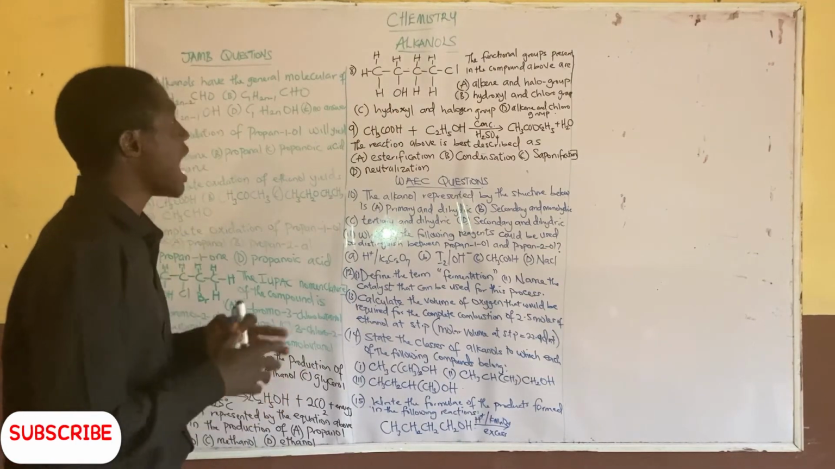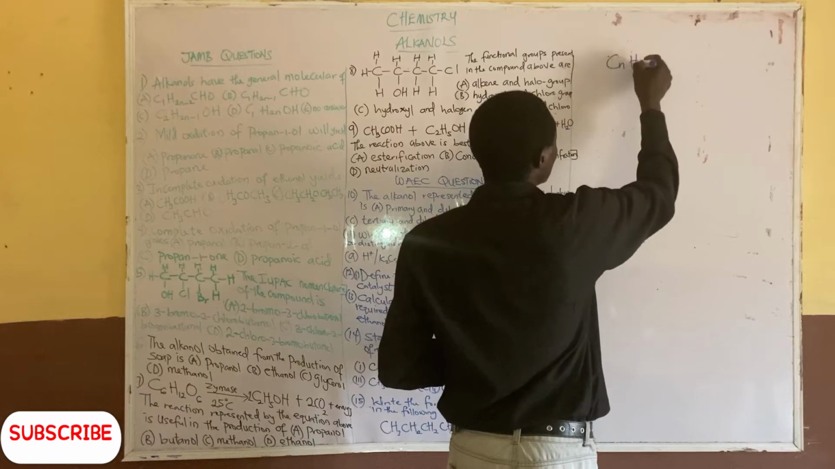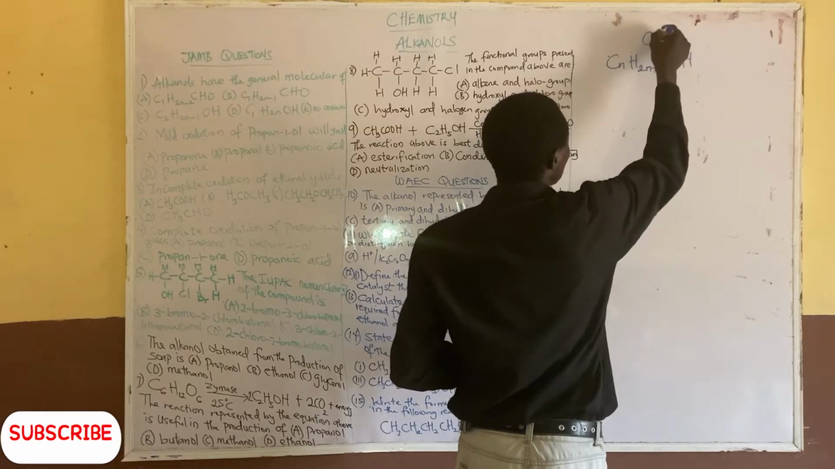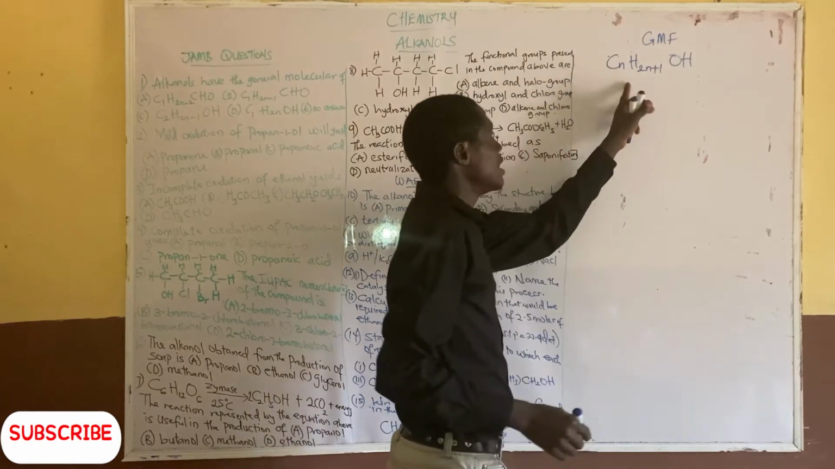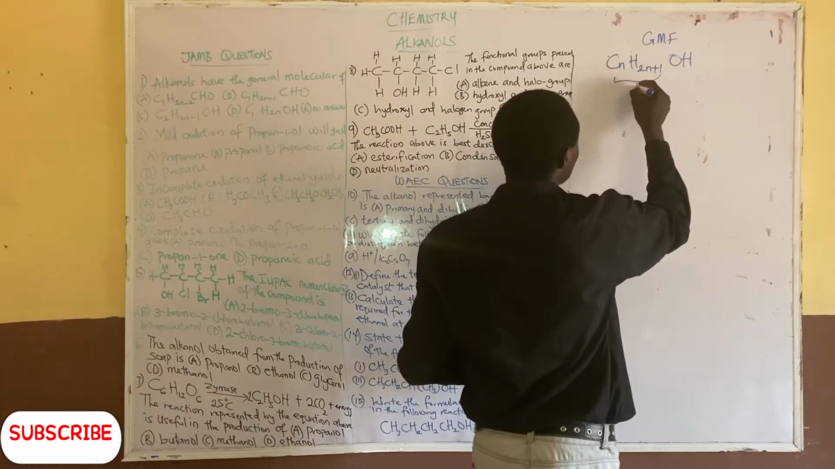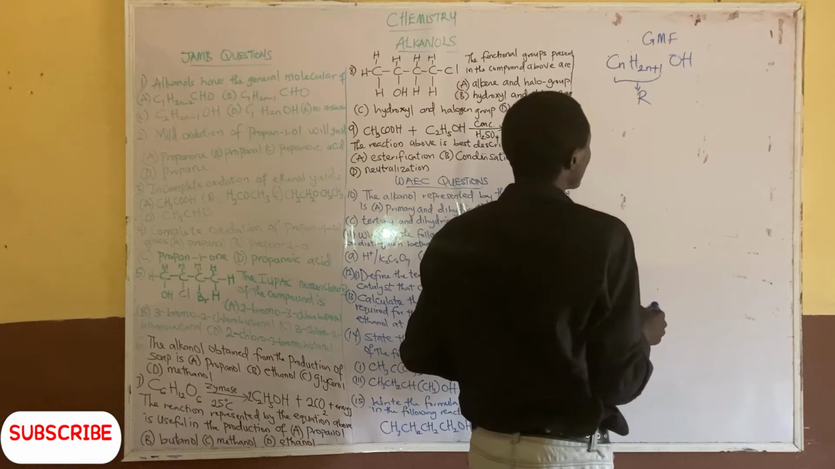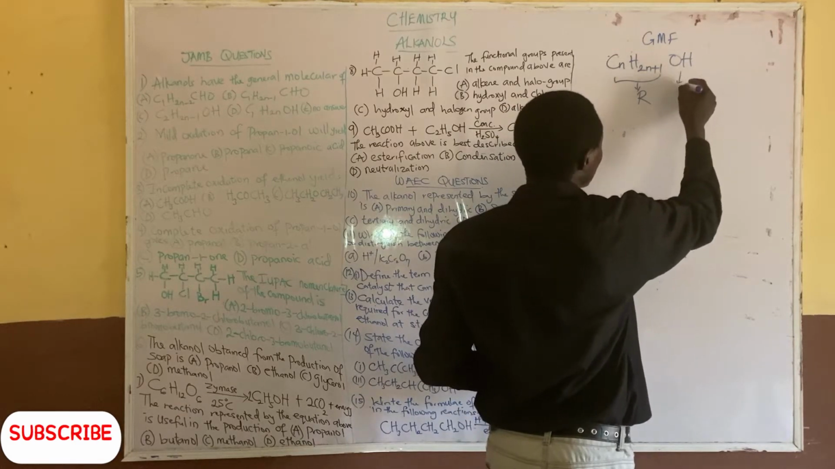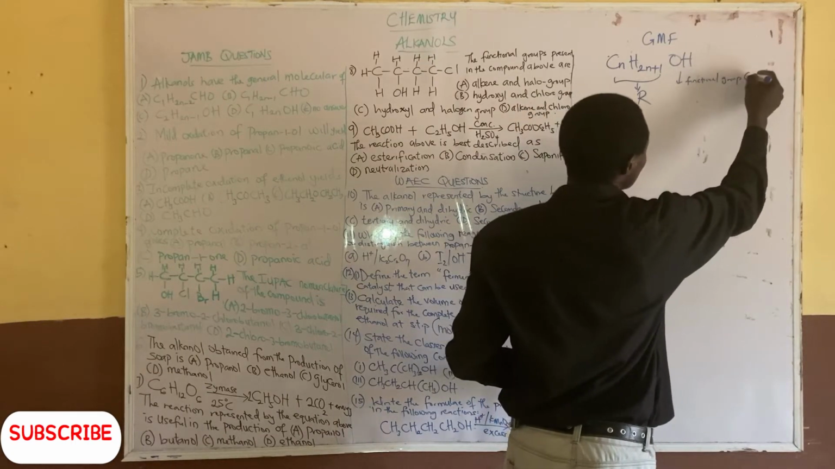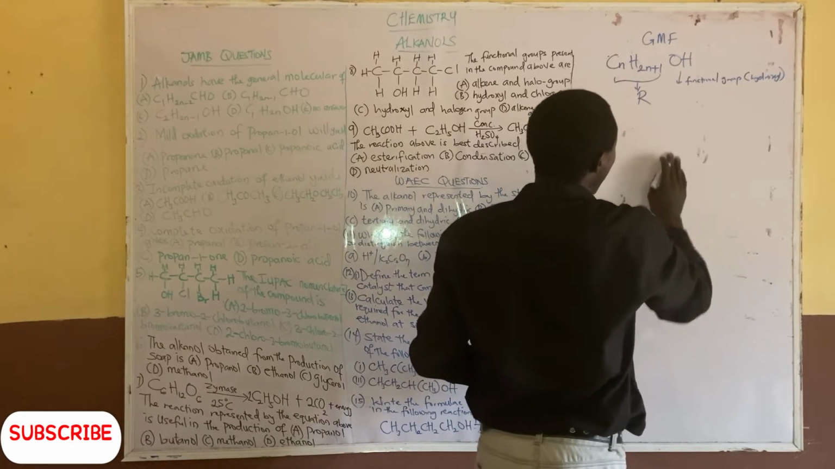Now we are talking about ALKANOLS. ALKANOLS has the general molecular formula of CnH2n+1OH, where CnH2n+1 is the alkyl group, which can also be represented by R, while this is the functional group, the functional group called hydroxy, OH.